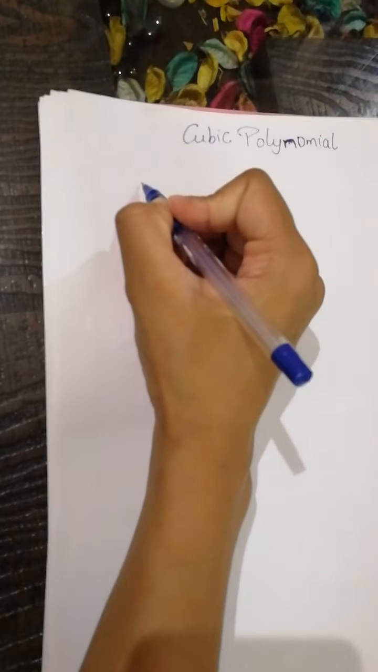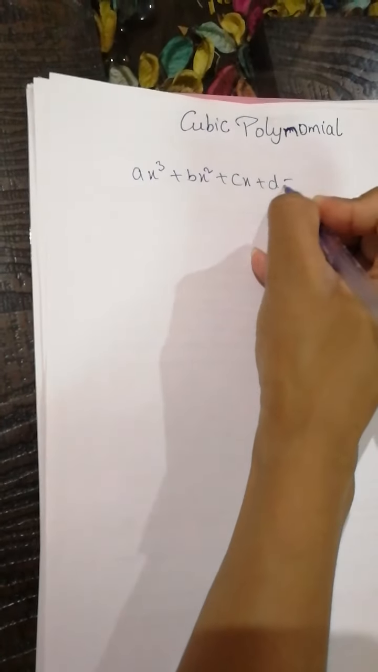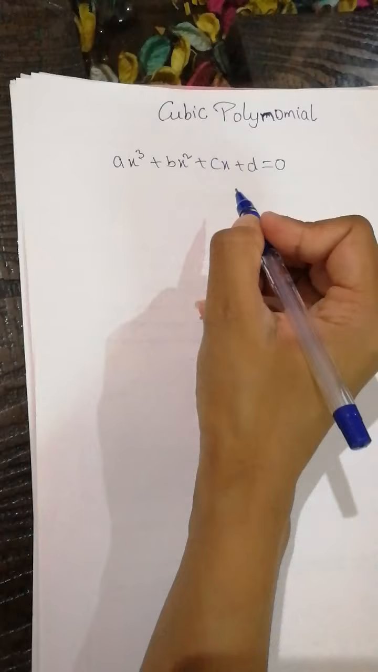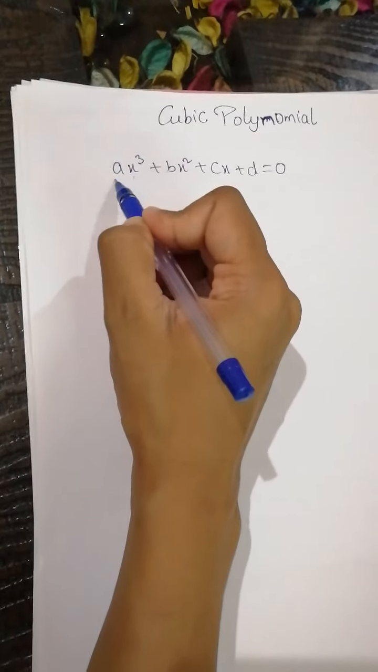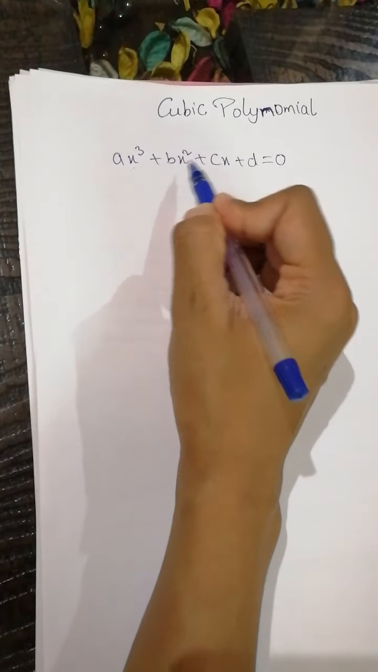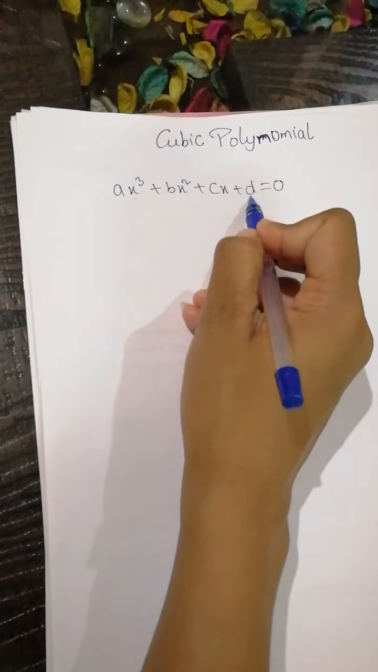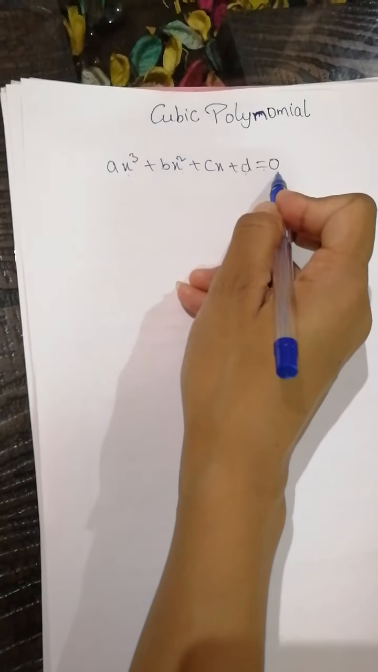So in the cubic polynomial, we have a degree of 3. That means we have a polynomial ax cube plus bx square plus cx plus d equals 0. So this is the format of a cubic polynomial. The coefficient of x cube is a, the coefficient of x square is b, the coefficient of x is c, and d is the constant term, which is equal to 0.